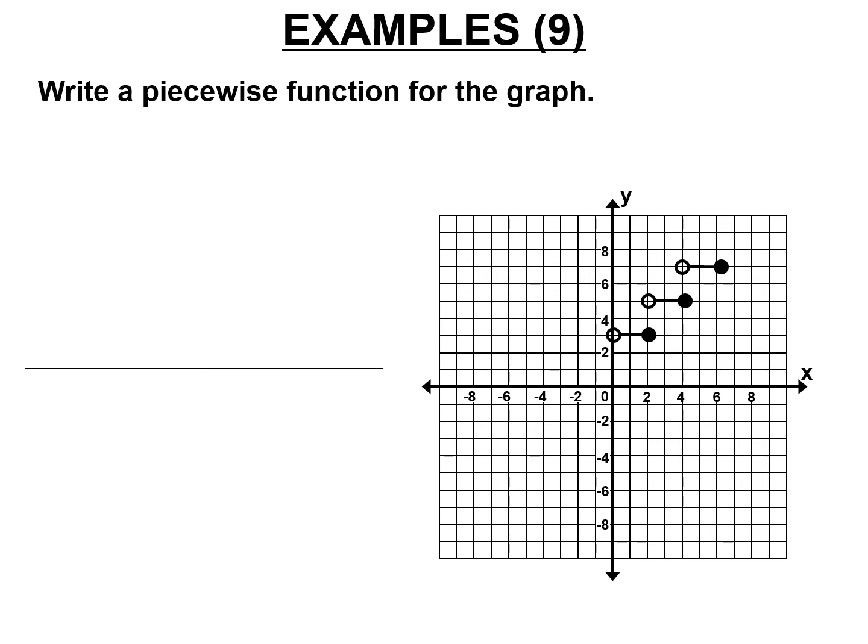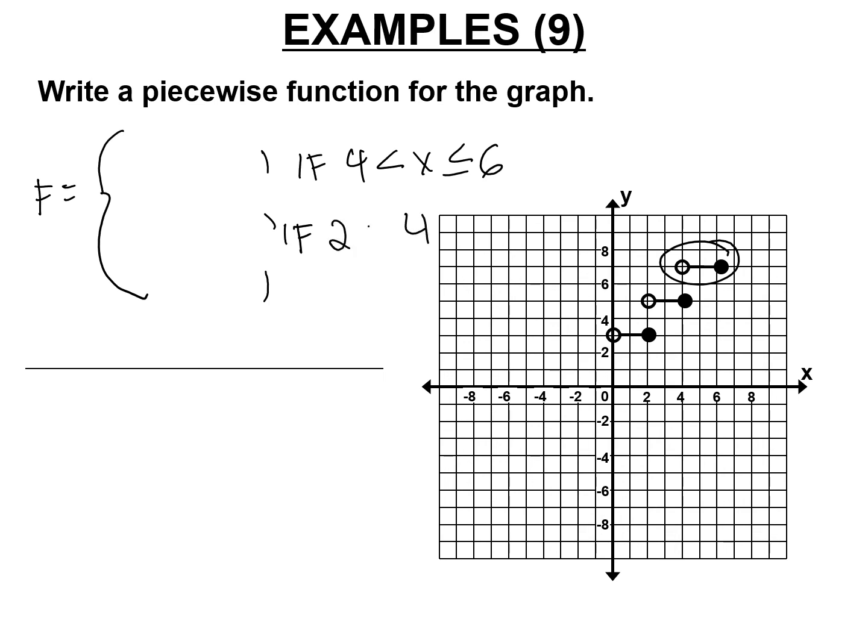We're going to write a piecewise function for that. Three pieces. One piece is if x is between 4 and 6. So let's do that. So it would be 4, and that's open circle, so no there, right? If between 4 and 6. I'm running out of room here. I'm going to rewrite this because I don't need all the room for this.